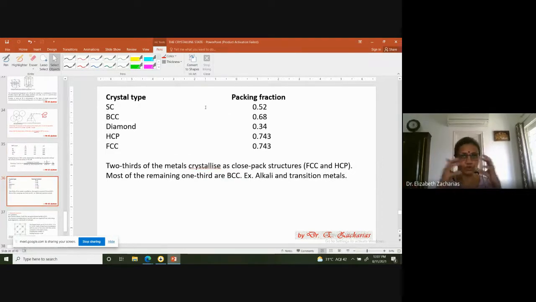Simple cubic is 0.52. BCC is 0.68. Diamond is the most loosely packed. That is the reason why, in the case of diamond structure, it is normally followed by graphite. It's so less dense and it just slips.